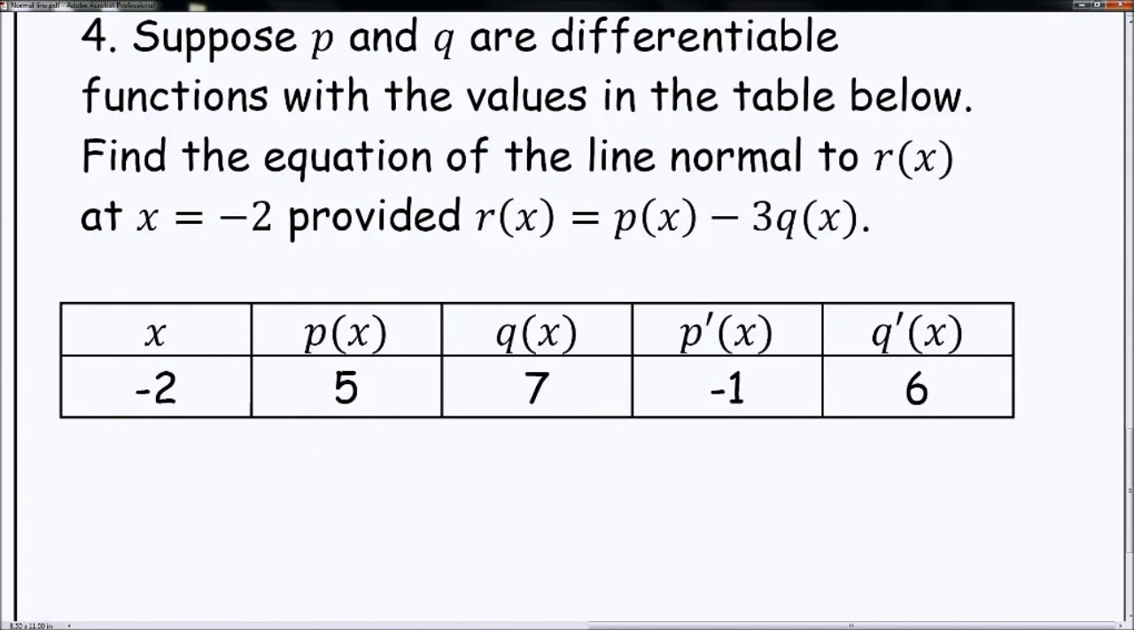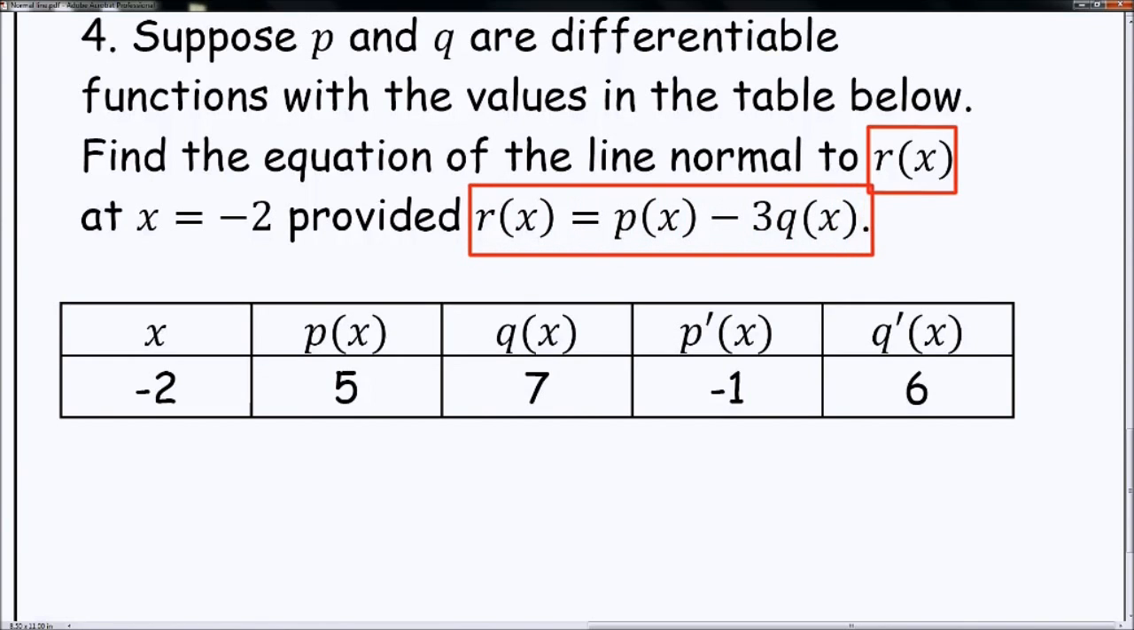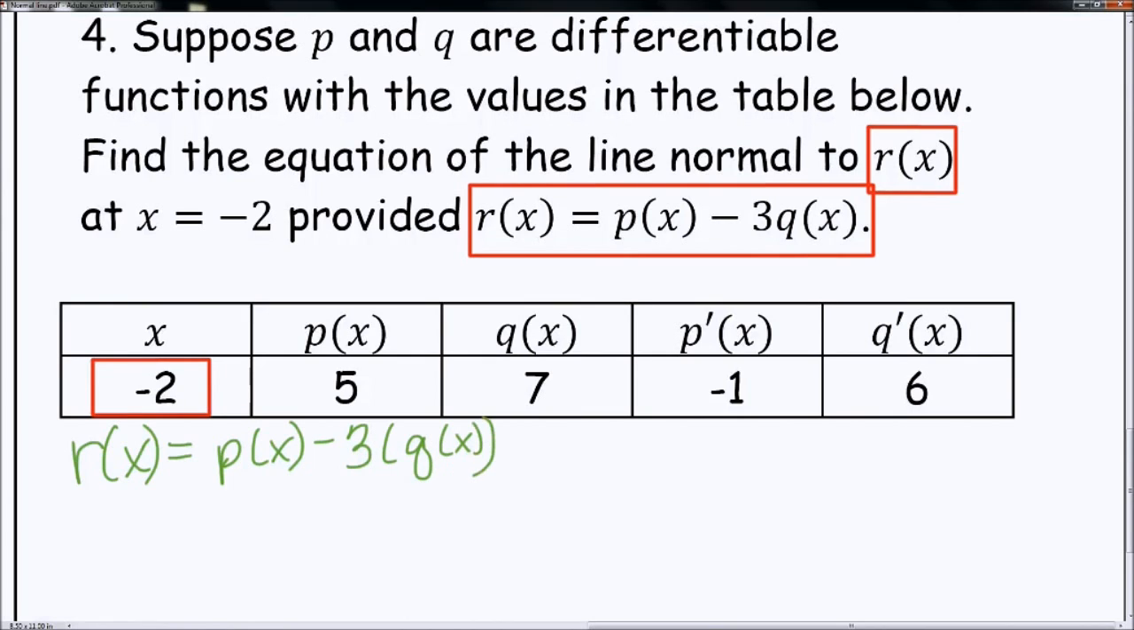Suppose p and q are differentiable functions with the values in the table below. Find the equation of the line normal to r of x at x equals -2, provided r of x is equal to p of x minus 3 times q of x. So r of x is a combination of two other functions that are listed in my table. I already have my x-coordinate for my normal line, which is -2. How about I find the y-coordinate first? If r of x is equal to p of x minus 3 times q of x, then r of -2 is going to equal p of -2 minus 3 times q of -2.